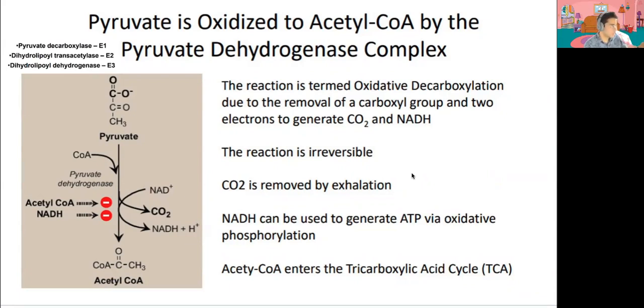Pyruvate dehydrogenase complex is composed of pyruvate decarboxylase, which is E1, dihydrolipoyl transacetylase, E2, and dihydrolipoyl dehydrogenase, E3. I swear I'm going to butcher all these names. You really don't need to know those to that level of depth. All you do need to know are the regulators. Acetyl-CoA and NADH are the primary regulators, but there are others you should keep in mind. What are the other ones that deal with pyruvate dehydrogenase, guys?